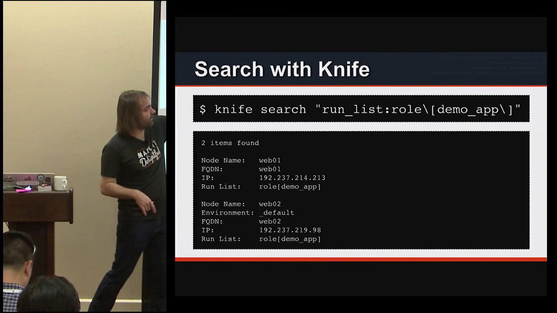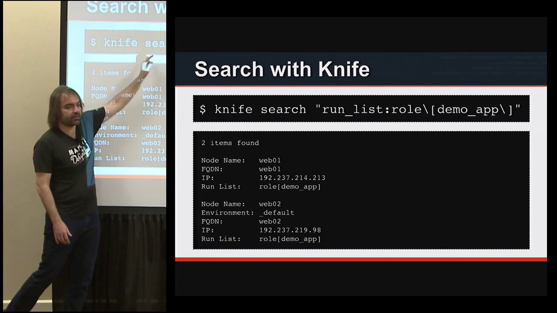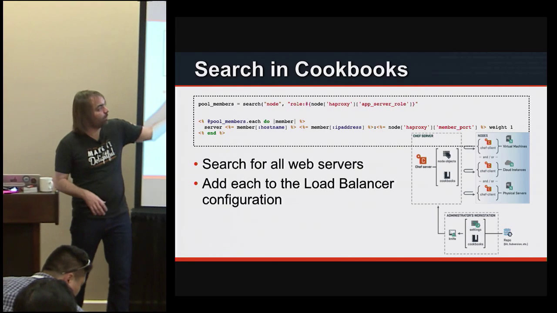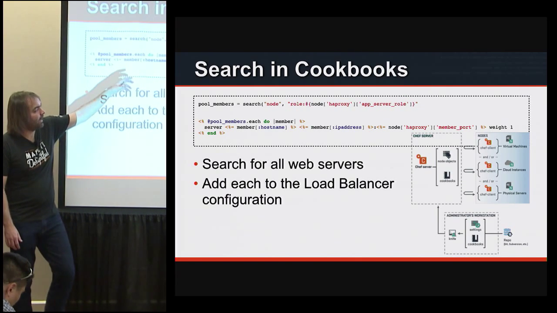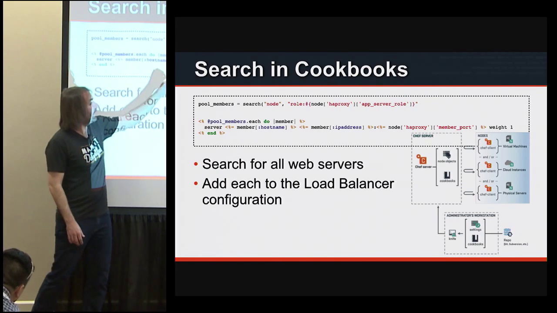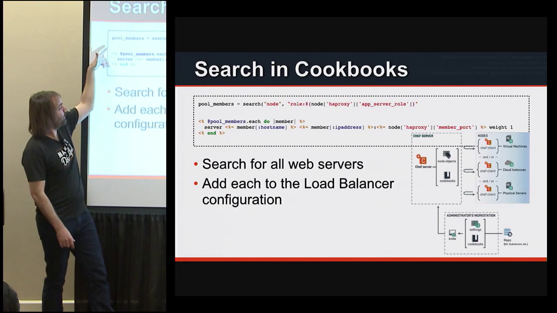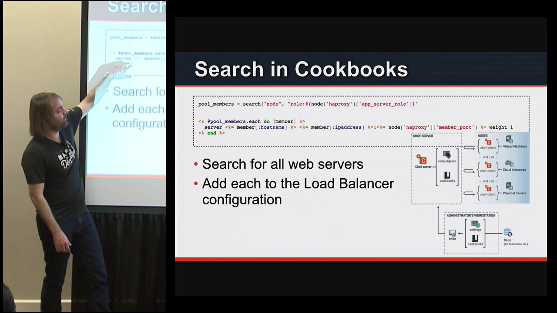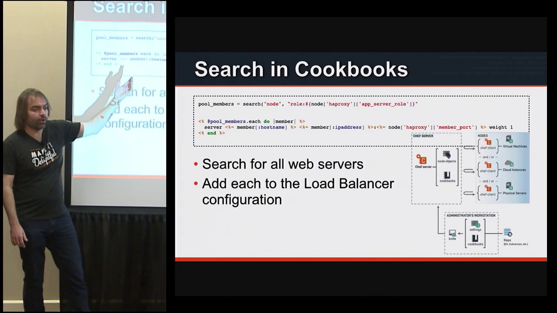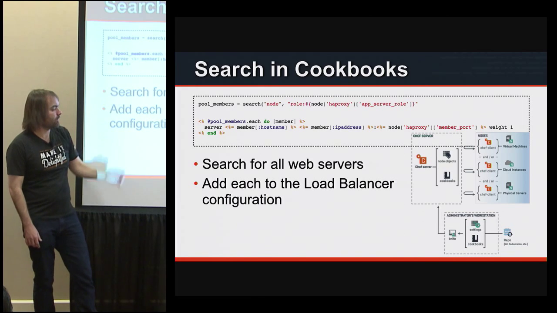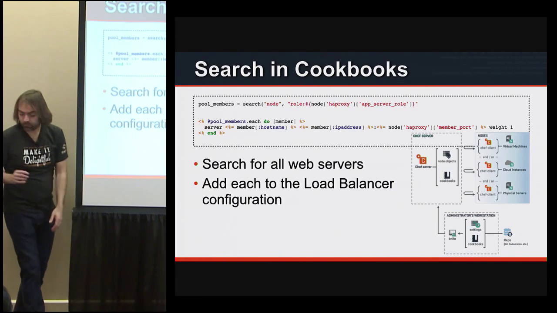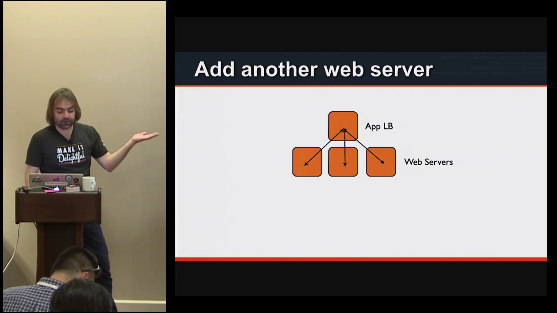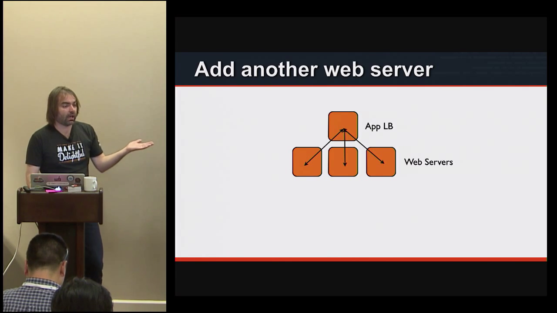What's awesome is that inside your recipe, you can actually do the same thing. Inside of the recipe, we want to find everyone that has this particular role that we care about. And as part of that, in our configuration file, our HAProxy config, we're going to write out a configuration line for each node that we discovered inside of that search. So if we added a second web or a third web server, it's going to happen automatically for us.